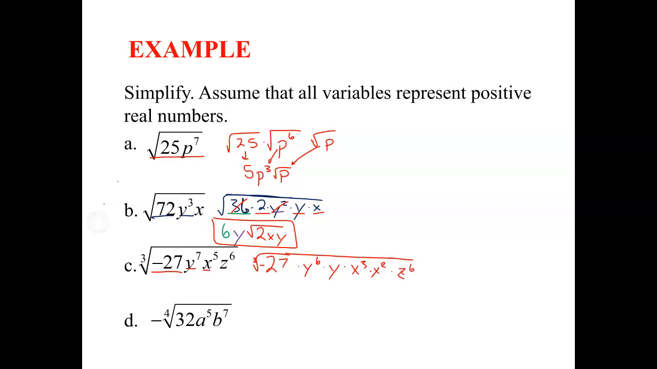All right. So negative 27. Cube root of negative 27 is negative 3. Cube root of y to the 6th is y squared. Skipping that one. X to the 3rd, x. Y. That. Skipping that. Z to the 6th, z squared. And then what's left on the inside? Okay. I'm just going to put the x squared first because alphabetical. Doesn't make that much of a difference.